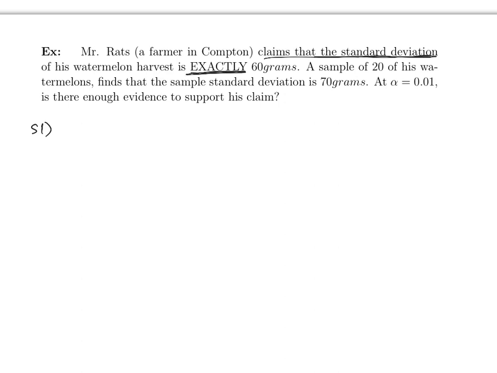So this is going to be 2 tails. So H0, the claim, is that sigma equals 60. The alternative is that sigma is not equal to 60 because it's 2 tails. Here, the sample standard deviation is 70, n is 20, and alpha is 0.01. So that's all the information you need. So do step 2, step 3. Remember, for step 3, you had to find chi-square right and chi-square left. Okay, so just try that, and we'll go over this in a couple minutes.